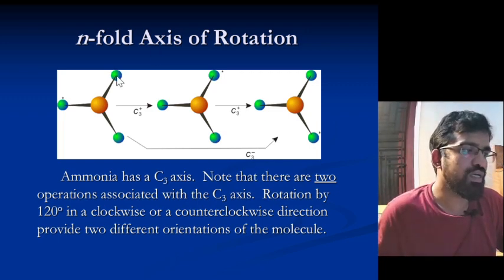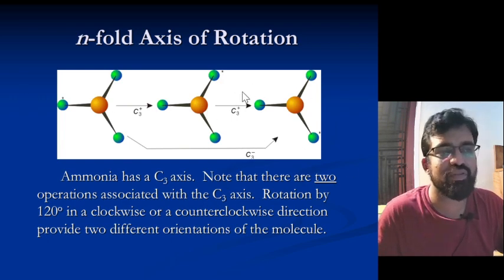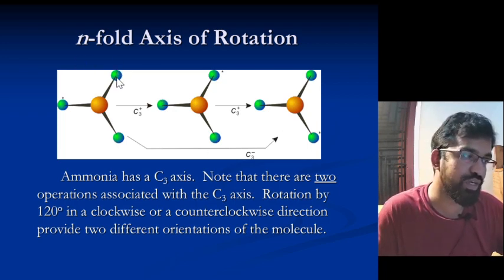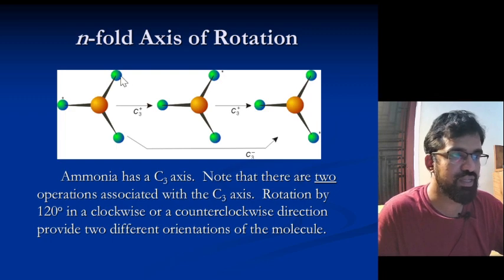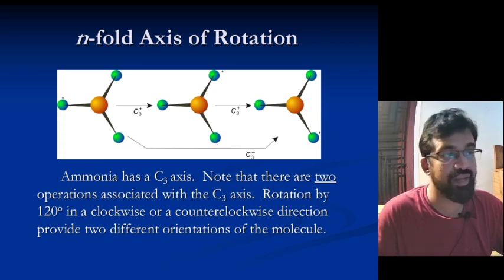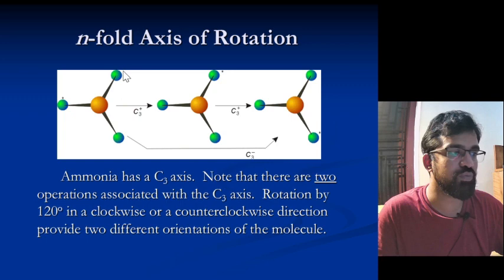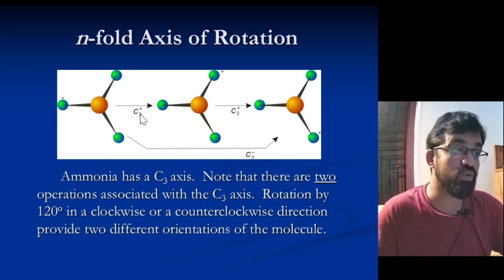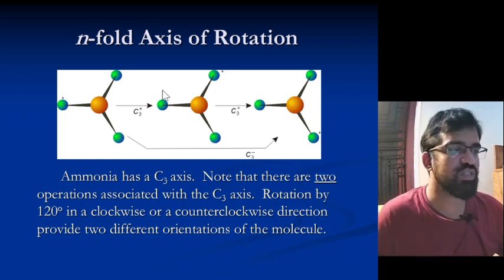So this is a symmetry operation. It seems to be the same, but you have done the operation. Now C3 squared: you do C3 again. Suppose the hydrogens are H1, H2, H3, and this is H1. When you rotate 120 degrees, H1 will be here. When you do one more rotation, H1 will be here. This is called C3 squared.